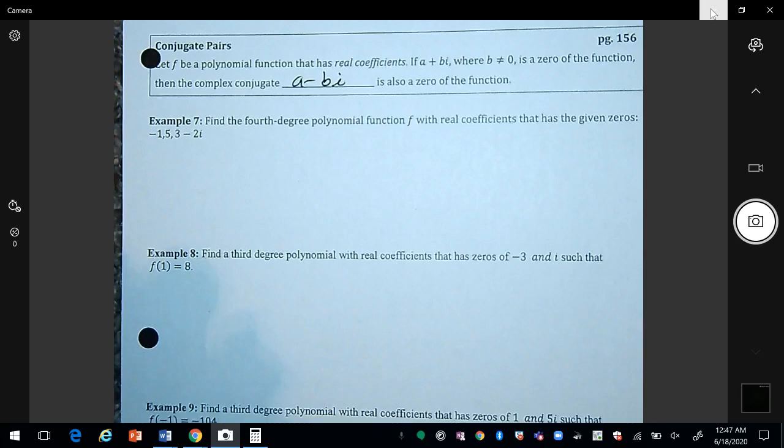So it says find the fourth degree polynomial function with real coefficients that has the given zeros, -1, 5, and 3 minus 2i. And so in the previous section, we did something similar to this. And so let's go ahead and do this example.